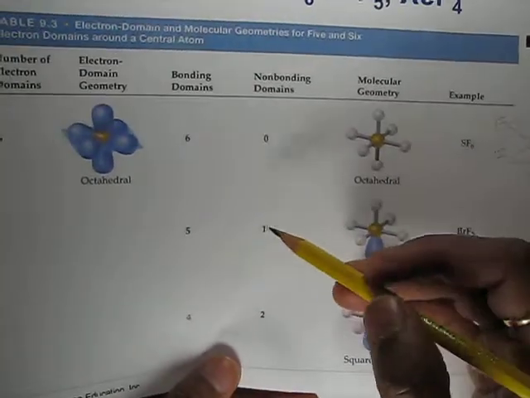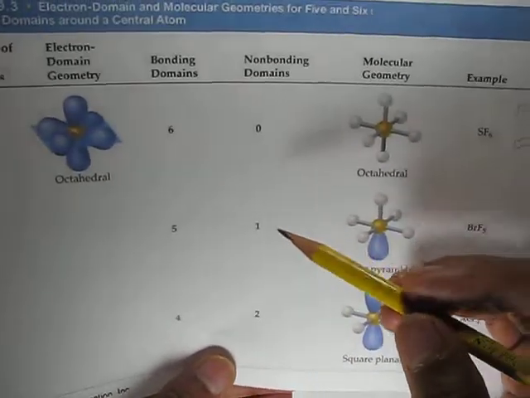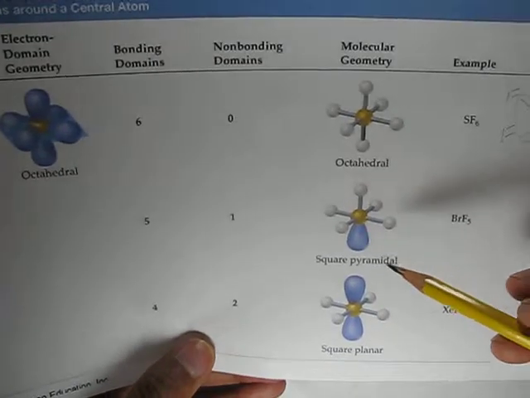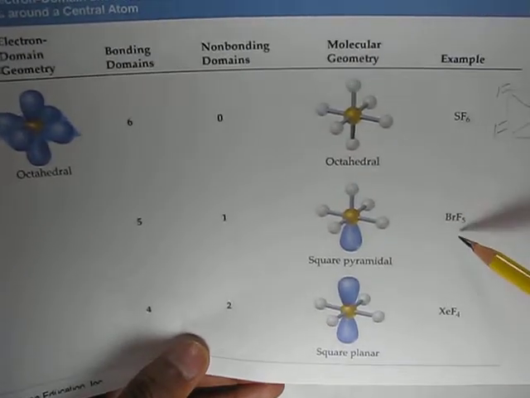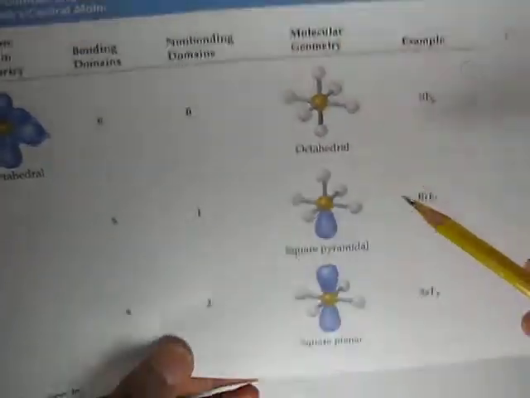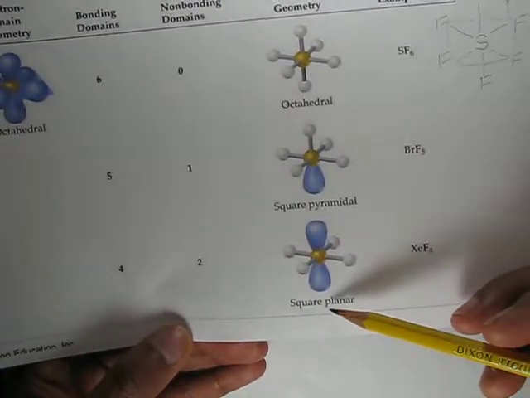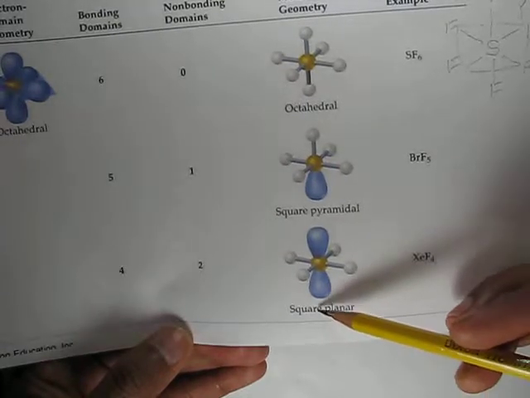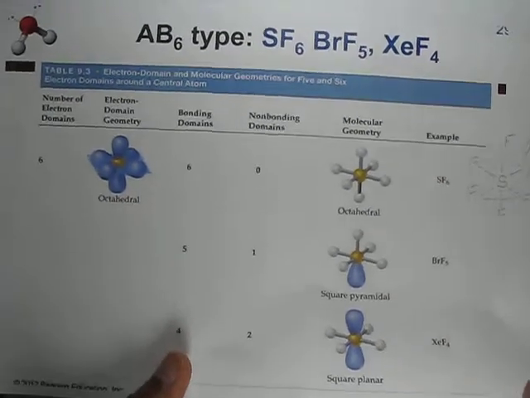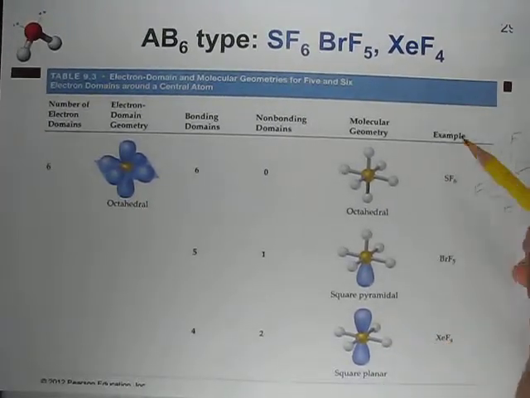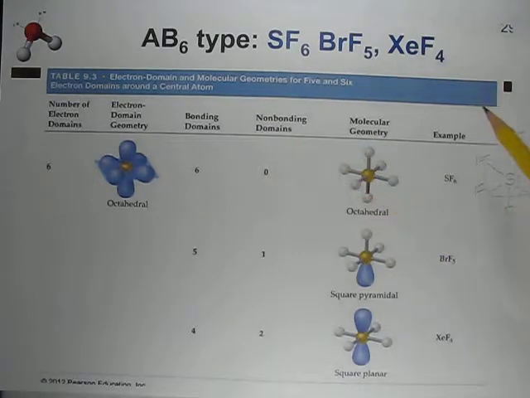But if there is one non-bonding domain, then the shape changes and is called square pyramidal. An example is BrF5. If there are 2 non-bonding domains, then the shape will be called square planar, because only these will remain as such. So these are some examples of the AB6 type of electron domain geometry and molecular shape.